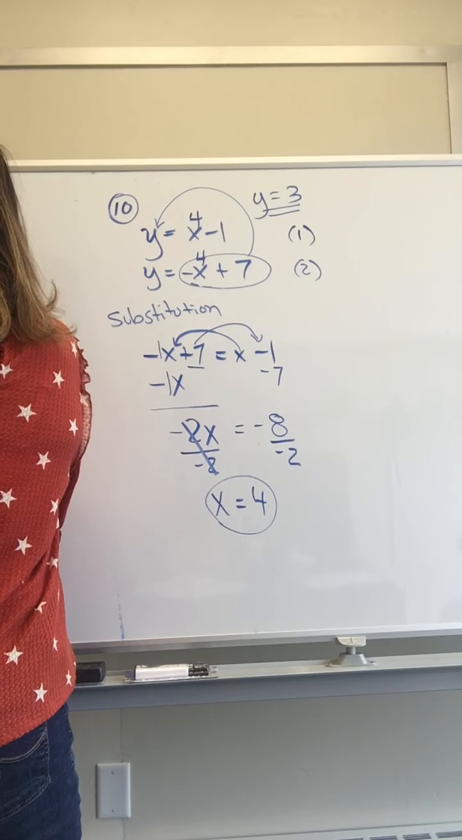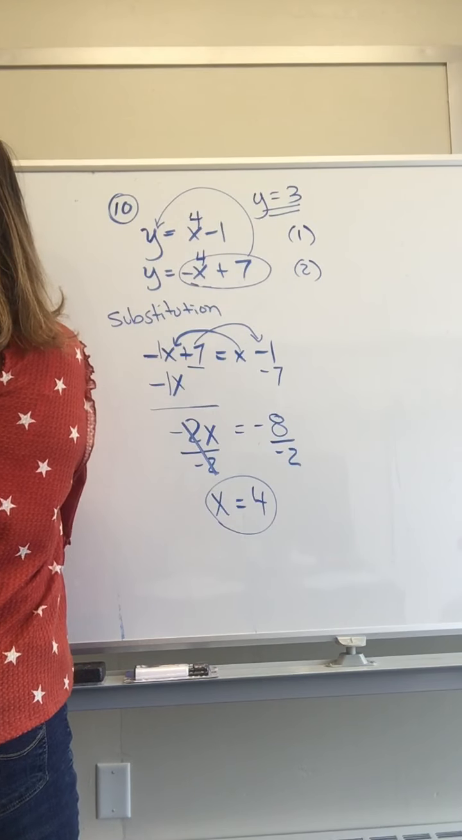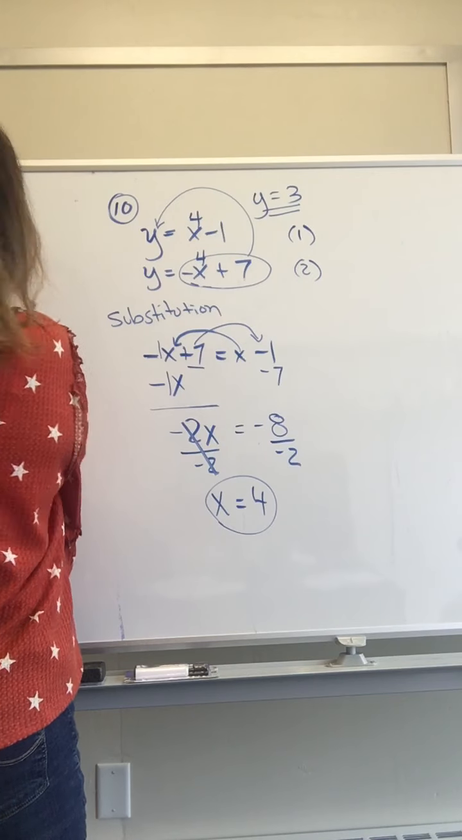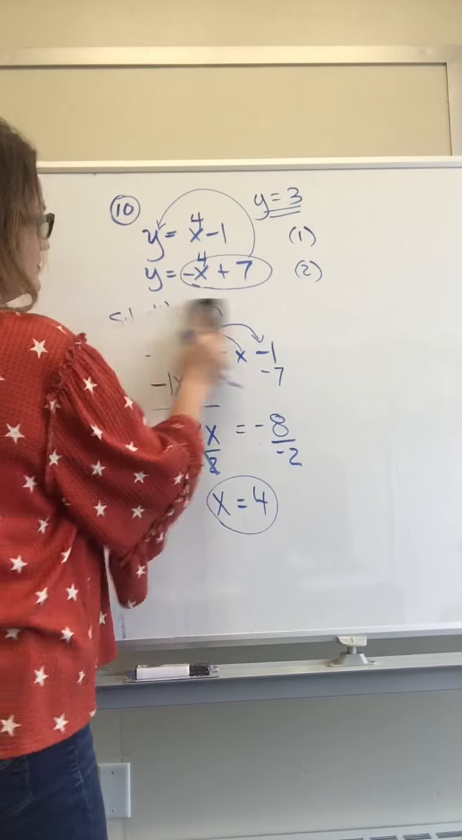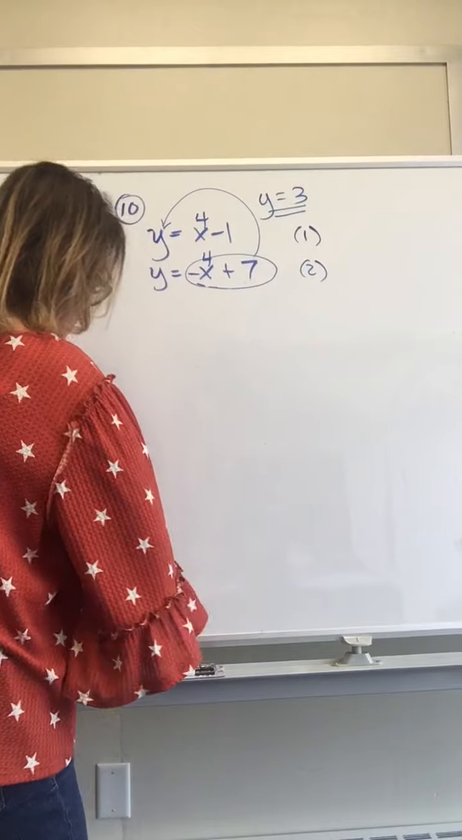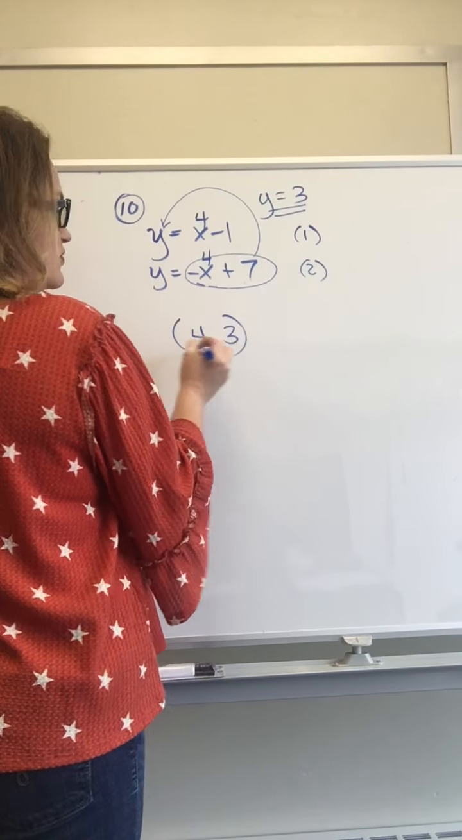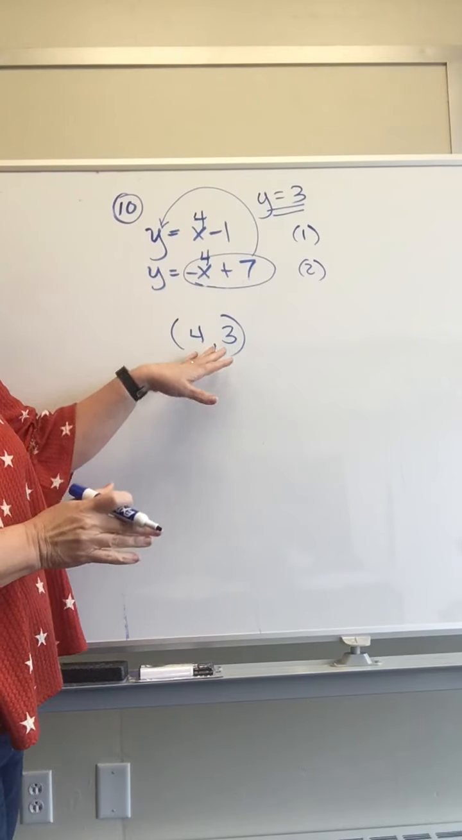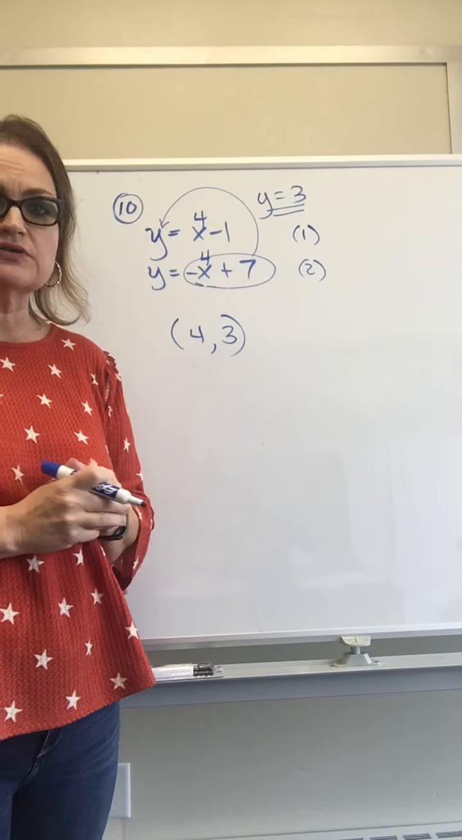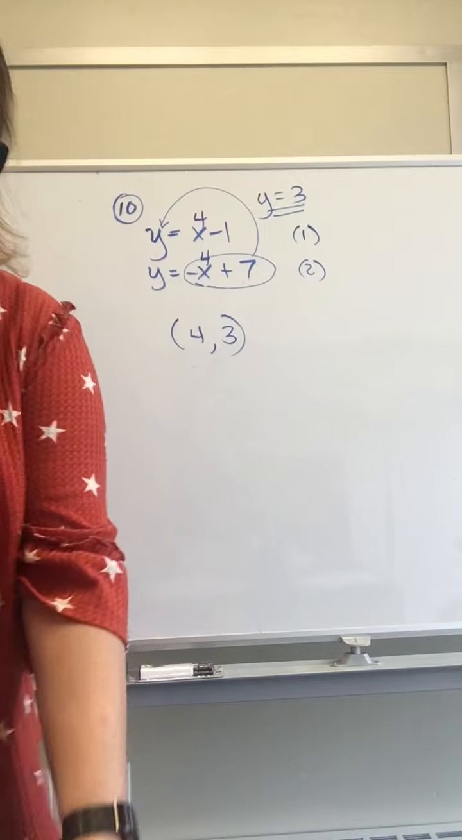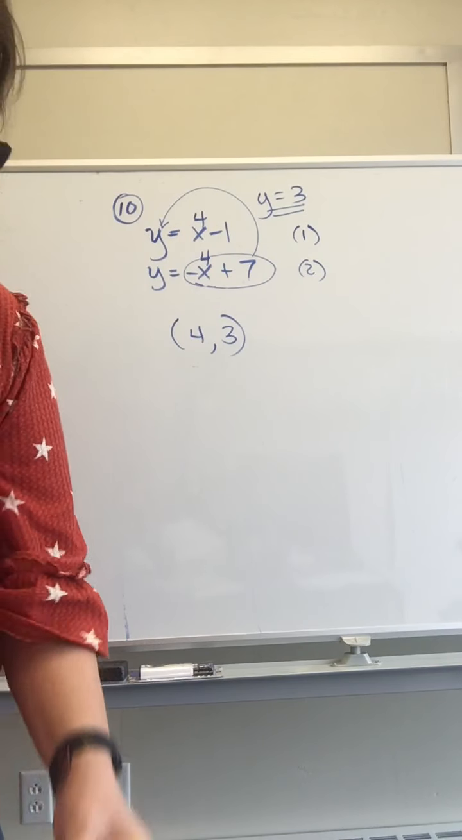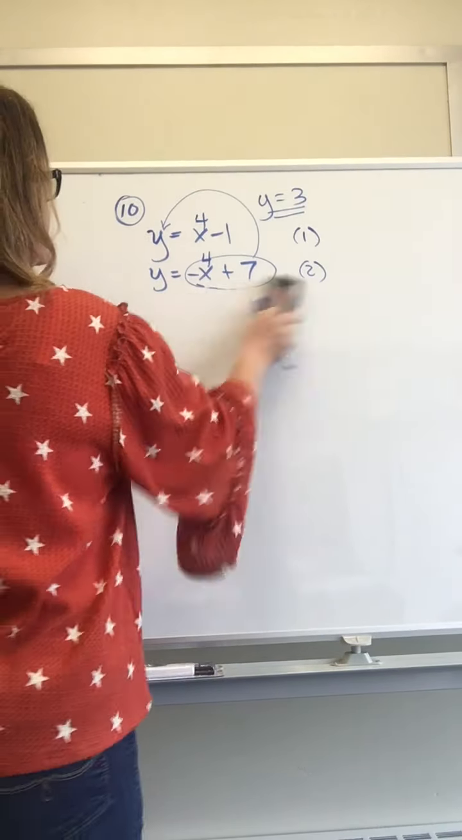All right, so our solution then, we can say, is the point, x is 4, y is 3. And we'll write that in our answer box as a point form with parentheses 4, comma 3, final solution. You can also verify that does work for each of those equations. All right, let's try that again. In number 11.